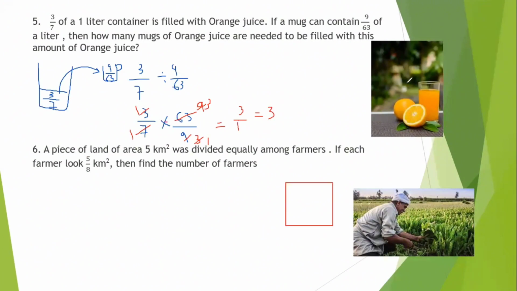6. A piece of land of area 5 kilometers squared was divided equally among farmers. If each farmer took 5 over 8 kilometers squared, find the number of farmers.